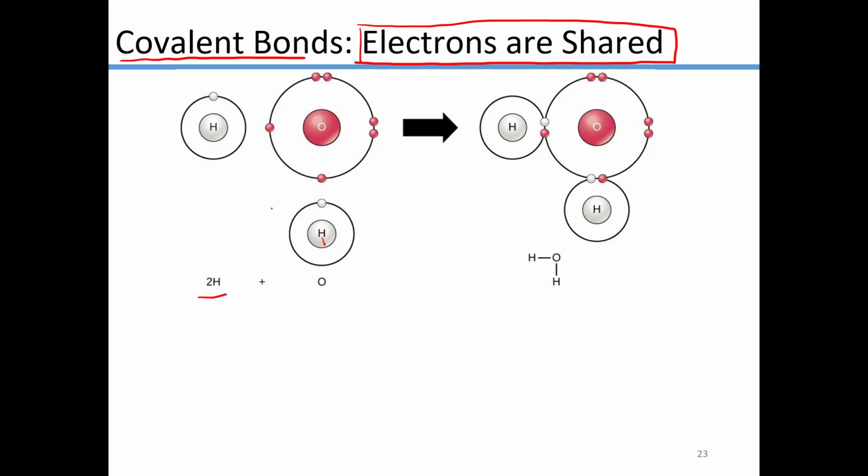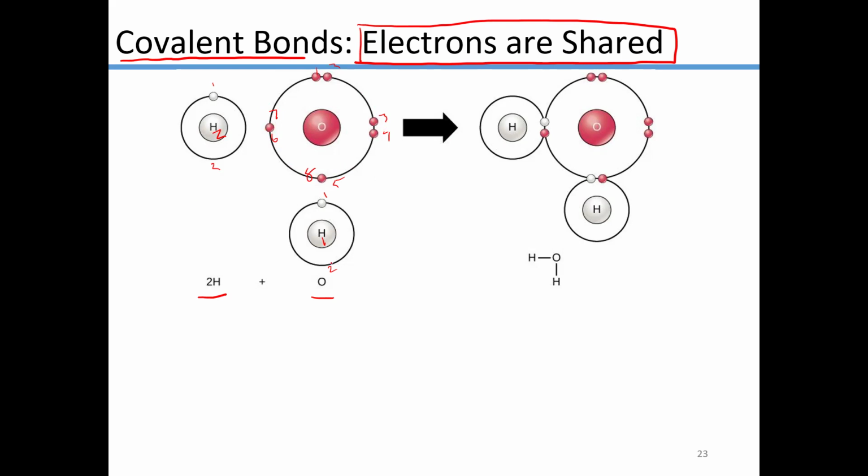So we have this one here, and we have our second one here. And remember, they have 1 shell, they have 1 electron, and they're looking for a second to reach that stability. Same thing over here, we have 1 electron, and it's looking for a second. Our oxygen, we have 1, 2, 3, 4, 5, 6, and it's looking for a 7th and an 8th in order to reach that stability.